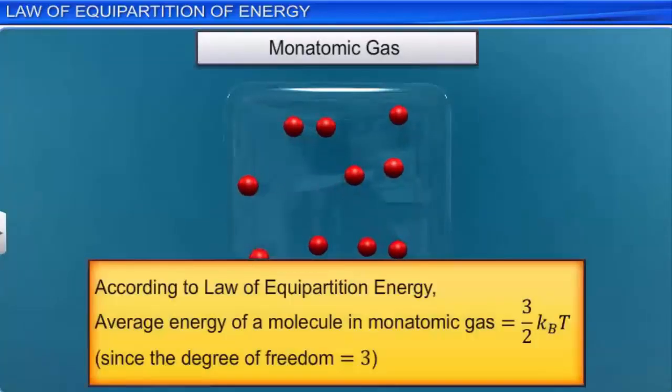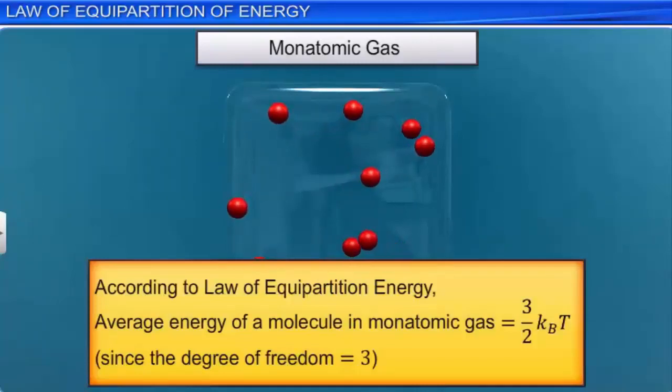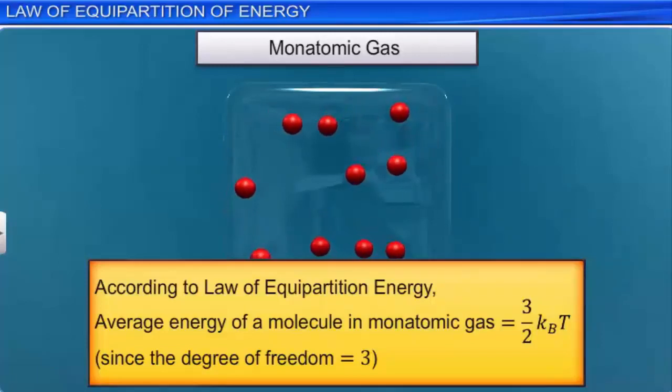According to the law of equipartition of energy, the average energy of a molecule of a monoatomic gas is equal to 3 by 2 kBT, because the degree of freedom of a molecule in a monoatomic gas is 3.